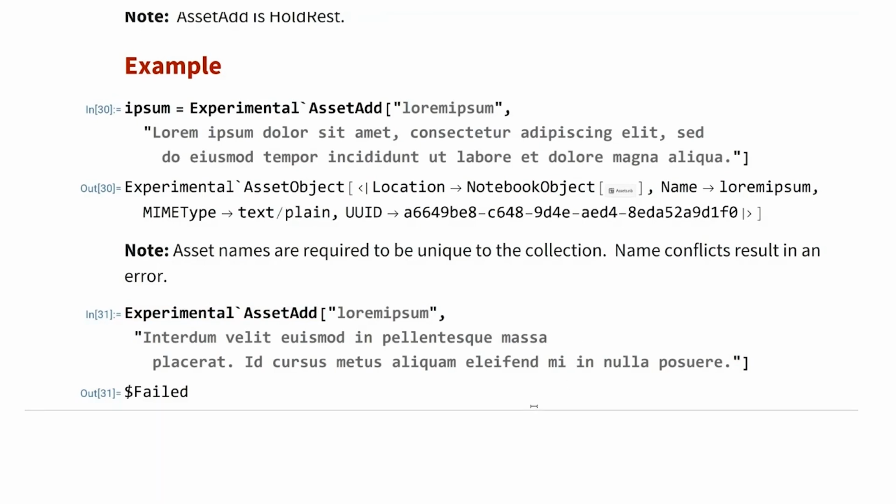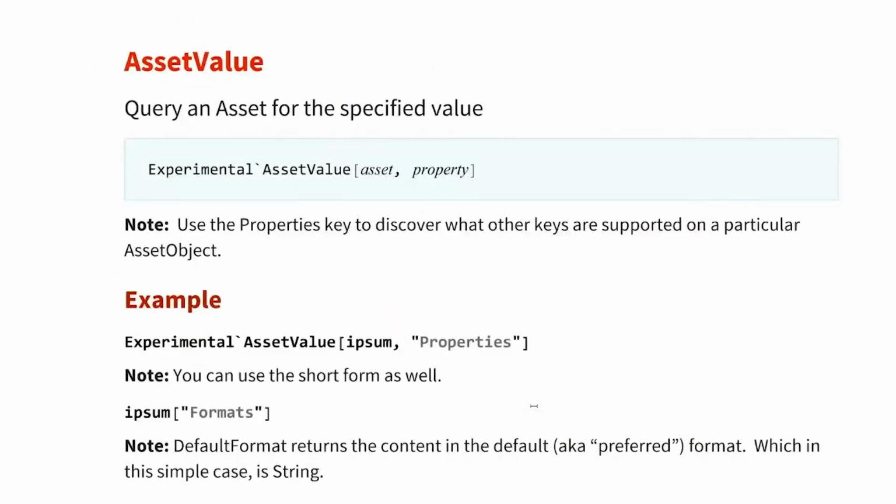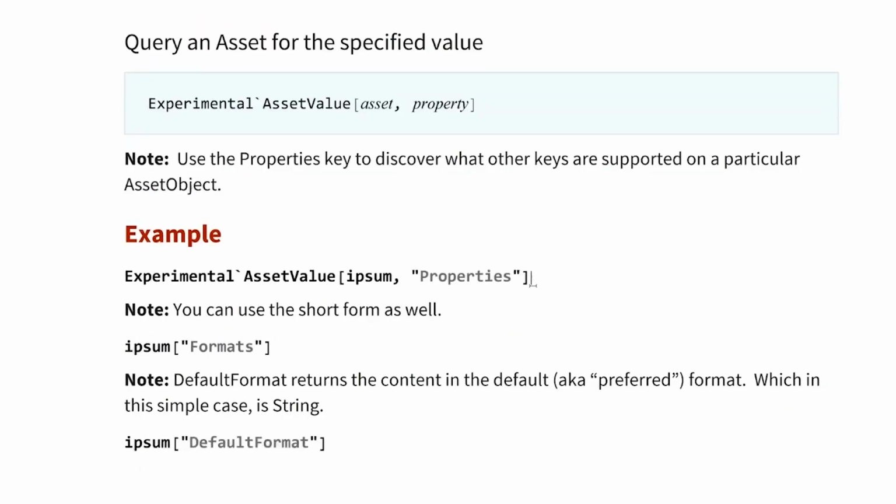So now that we have this asset object, what can we do with it? And this is the meat of assets, which is asset value. Given an asset object, I can ask for a particular property of it and it will return its value. These assets are, I don't want to call them strongly typed, but they are not loosely typed. And I'll get to that in a second.